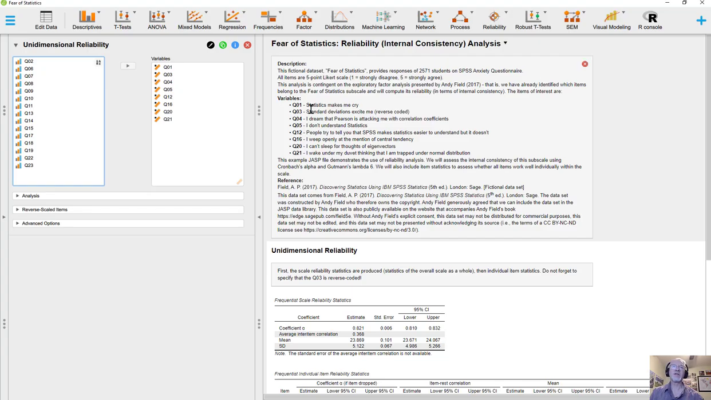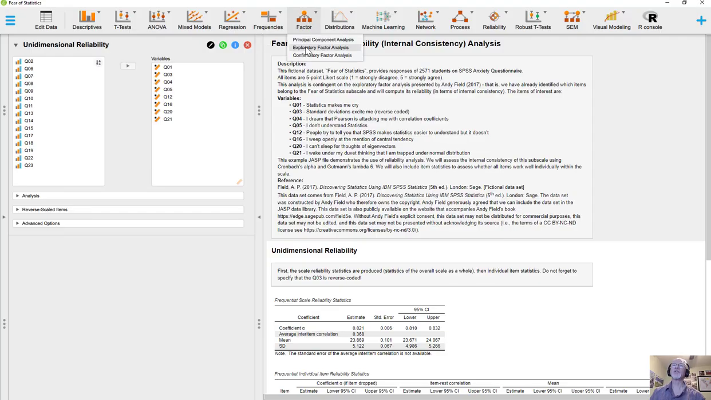And the description of this data set: it's a fictional data set on fear of statistics, has items such as "statistics makes me cry," "I dream that Pearson is attacking me with correlation coefficients," "I don't understand statistics." We get an idea of what these 1, 2, 3, 4, 5, 6, 7, 8 items are doing. We don't have an idea of what the rest of the items are doing. I'm not going to focus on reliability though, as we've done that previously. We're going to go to factor analysis.